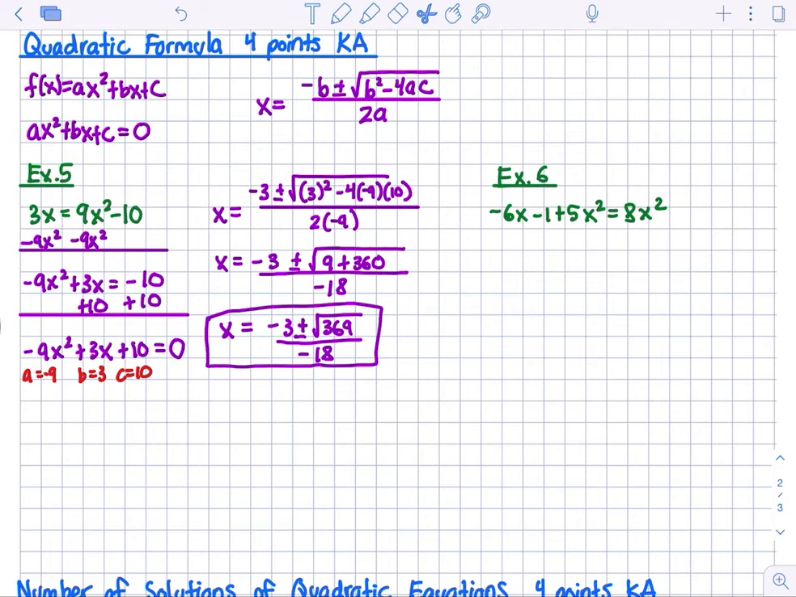Okay. Let's check out example 6. When we do example 6, take a look, this is not even in standard form, and it's not even equal to 0. So the first thing is we have to move this, so let's subtract 8x squared from both sides.